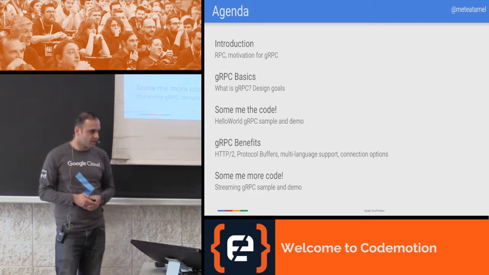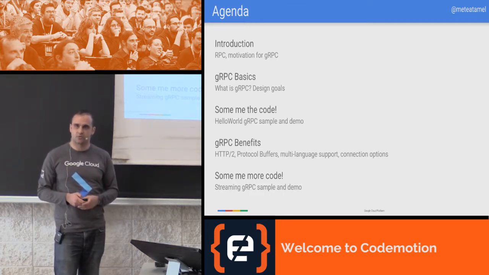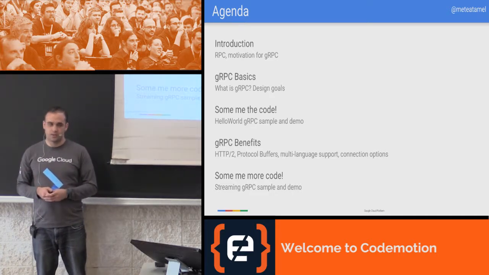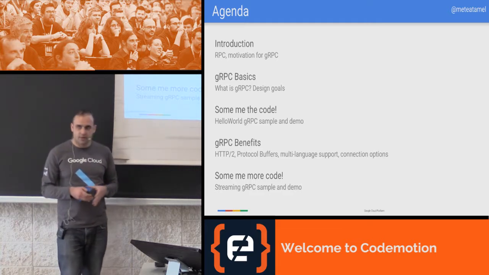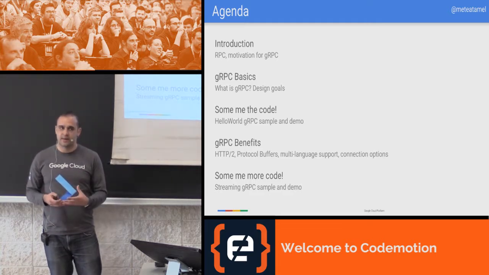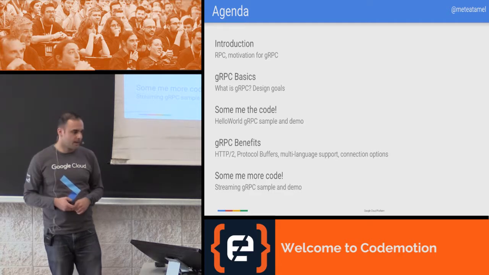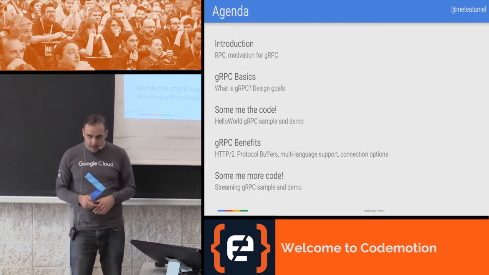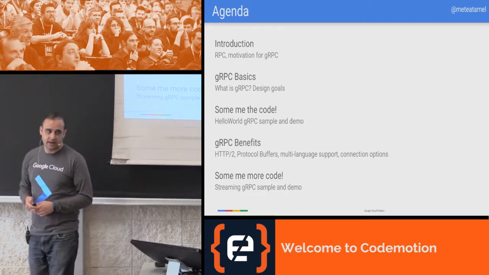So we're going to talk about the gRPC basics, what are the design goals, what problem does it try to solve. After that, I'm going to show you the code, because I know most of you are developers, so you want to see how it works. Then we're going to talk about the benefits. gRPC is based on HTTP2. It's based on protocol buffers. It supports multiple languages. So we'll talk about all the benefits that you get by just using gRPC. And finally, I'll show you some more code, hopefully, if we have time for that.